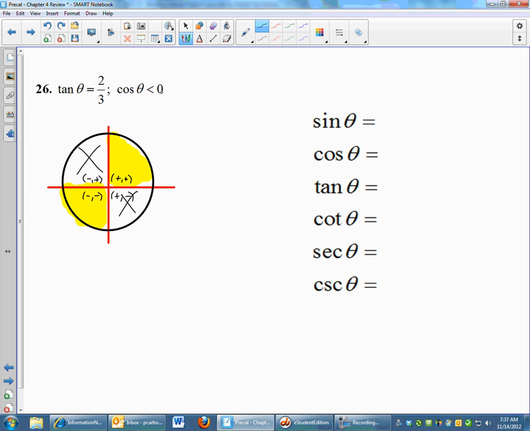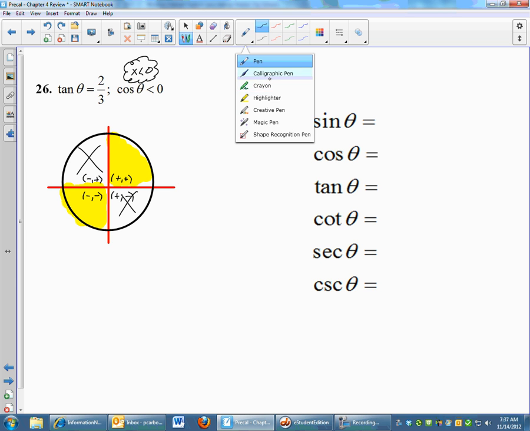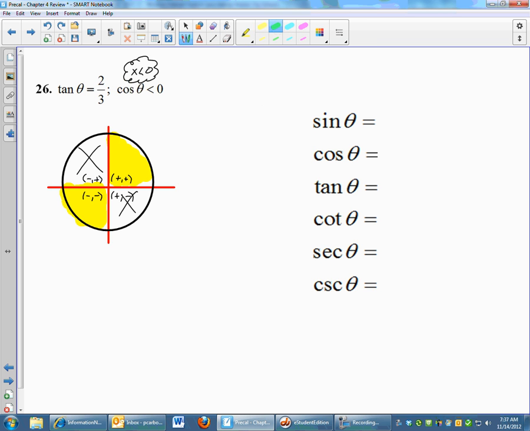Then I need my cosine to be negative. Well, cosine is your x-coordinate on the unit circle, so that's kind of how I think about this. I need my x's to be negative. And x is negative right here. So there's where my x-coordinate is negative, which rules out my first quadrant. So by looking at the sine, the tangent is positive and the cosine is negative, that only happens in the third quadrant. So now I'm going to draw my triangle into the third quadrant.